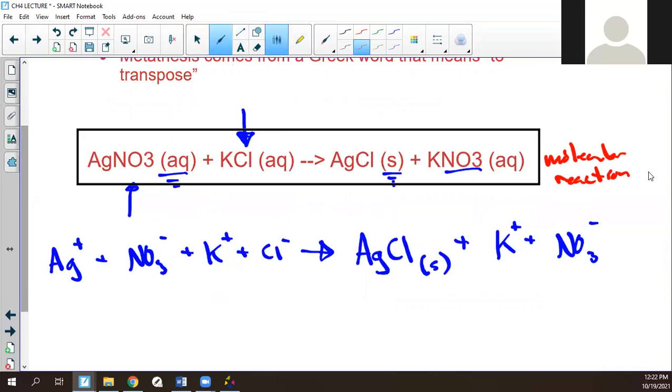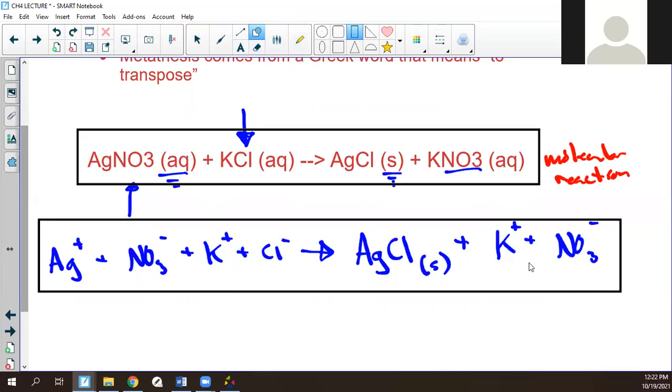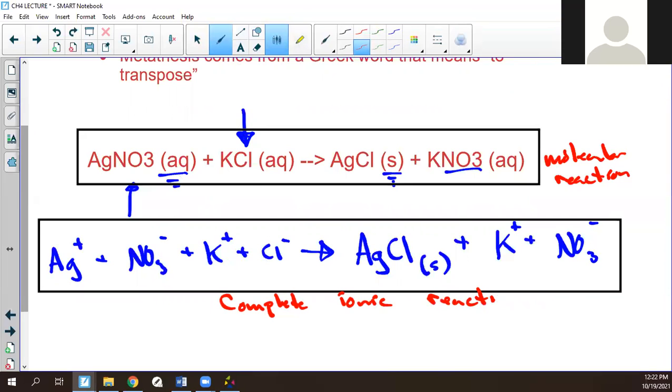You've probably noticed I keep saying reaction and equation. I mean them the same. I'm sorry, I'm weird like that. So this is the molecular reaction. This right here, where everything's written out as ions or precipitates, it has a name. It's called the complete ionic reaction.